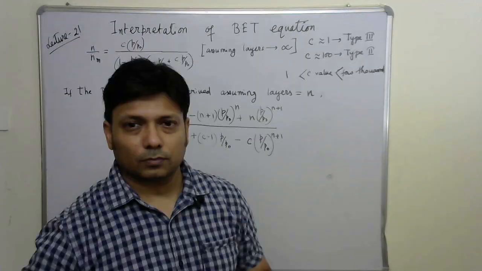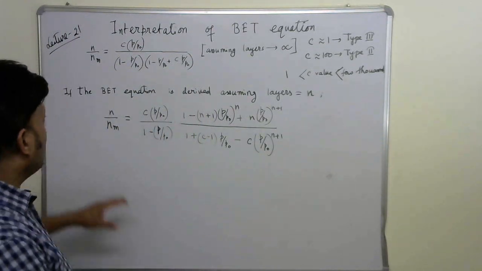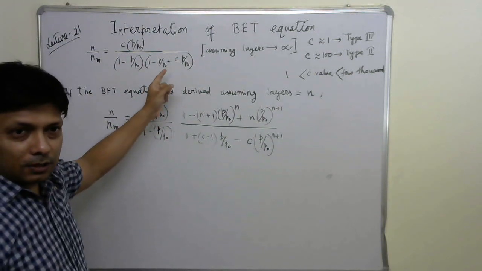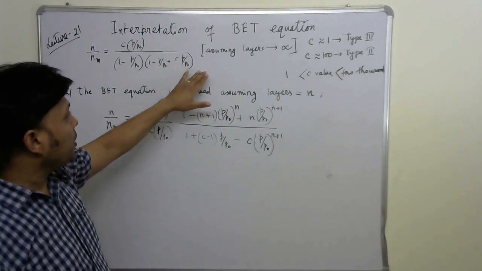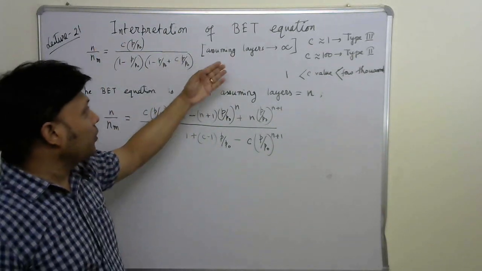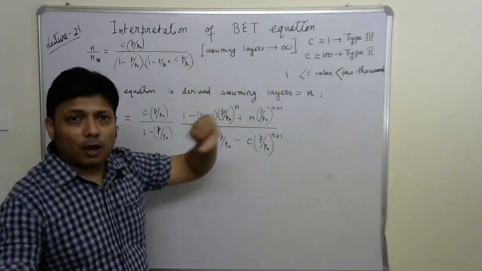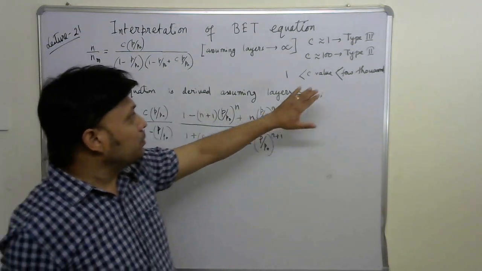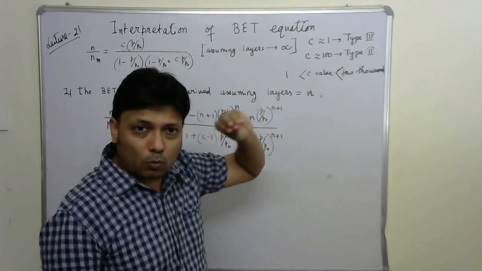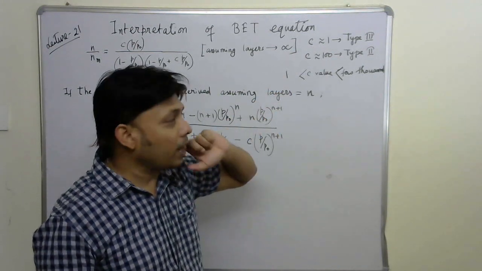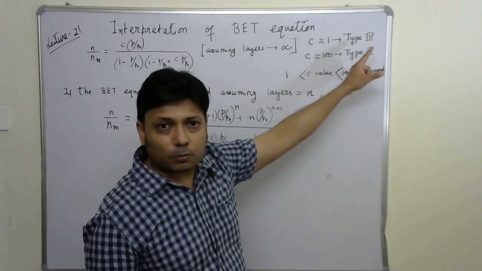So once again, the original BET equation is there. We have to remember that this equation was derived by assuming the number of molecular layers is allowed up to infinity. And I must mention that if C is very close to 1, where the C value is quite small, this BET equation gives the best fit for the type 3 adsorption isotherm.